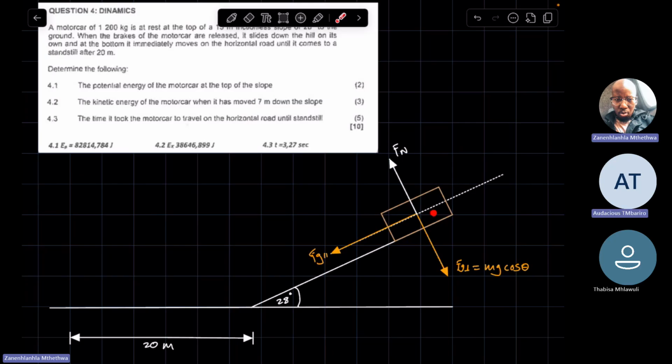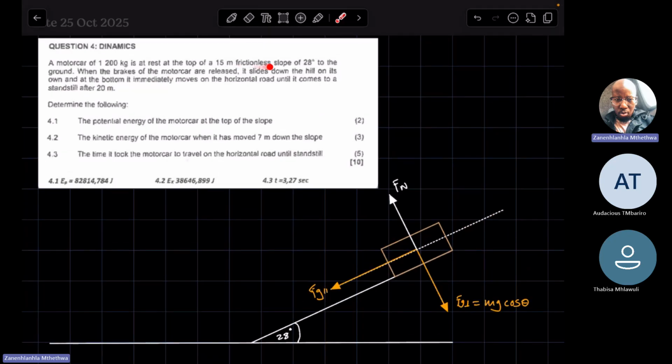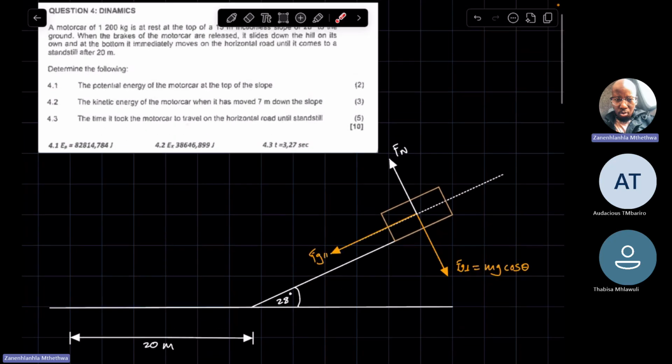Yes, sir. So there's no frictional force. Why? Because they said the surface is frictionless, so there is no force opposing the motion due to friction. Also, there is no force applied here. From the statement, nothing suggests that there is a force being applied. They just said the brakes are released and it slides down the hill on its own.